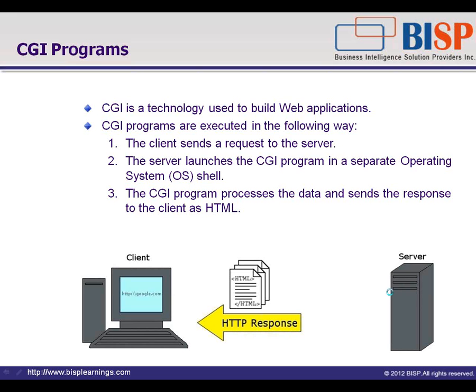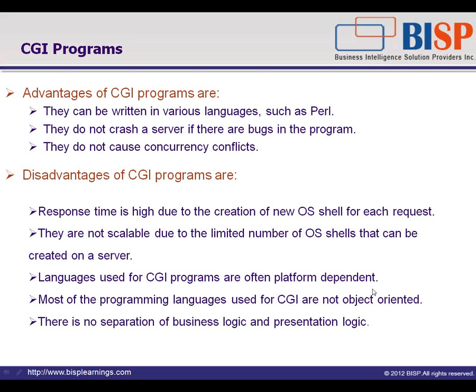What are the advantages of CGI? First, they can be written in various languages such as Perl, and they do not crash a server if there are bugs in the program. It means that sometimes one component of the application may not work, but that doesn't mean the whole application will not work, because each and every request, as I said, will go to a different cell.